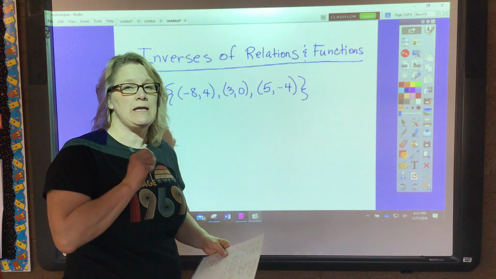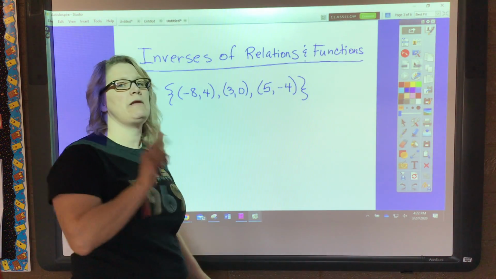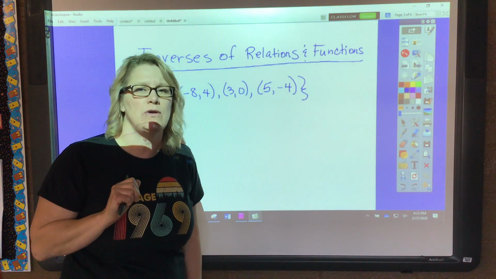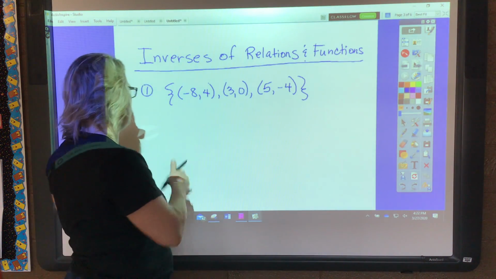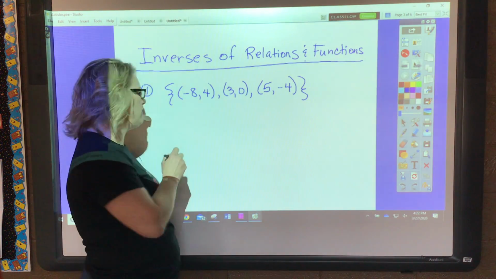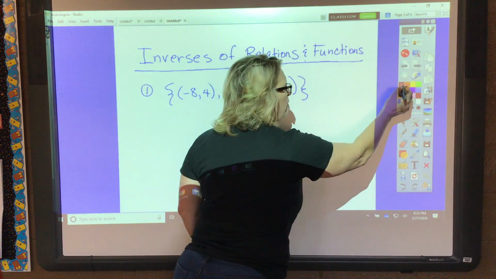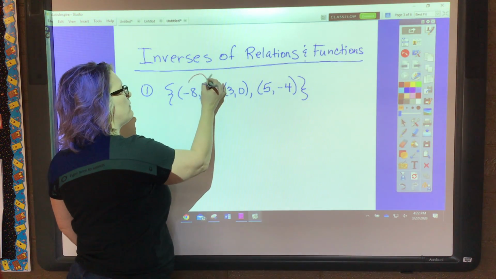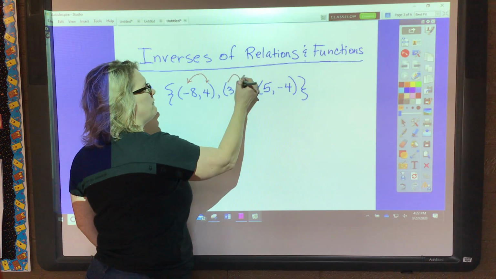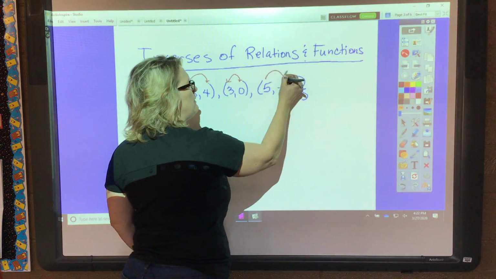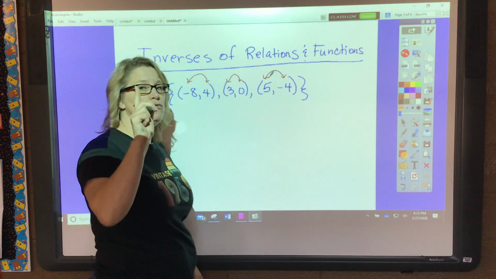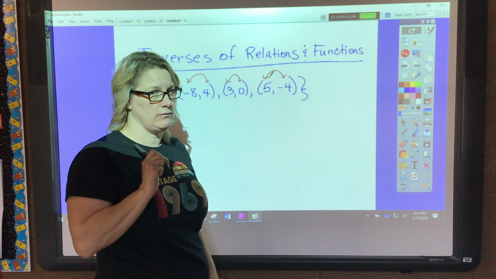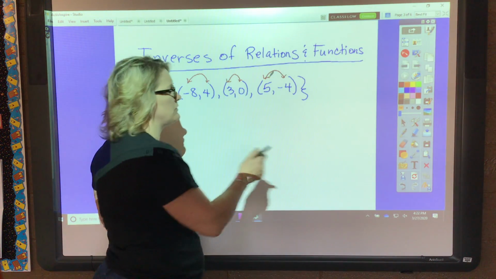So finding the inverse of a relation is one of the easiest problems you're going to do in Algebra 2 this year. If you want to find the inverse of a relation, all you do within each ordered pair is you just flip around the x and the y. You do not change the sign, however. You just flip the numbers around.